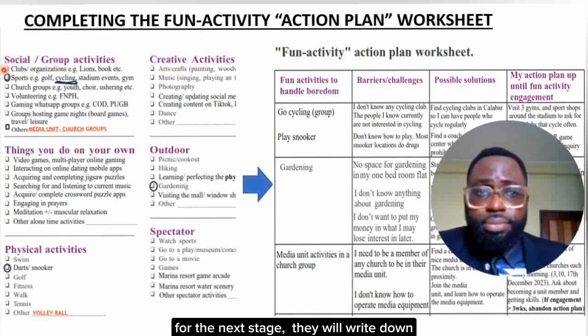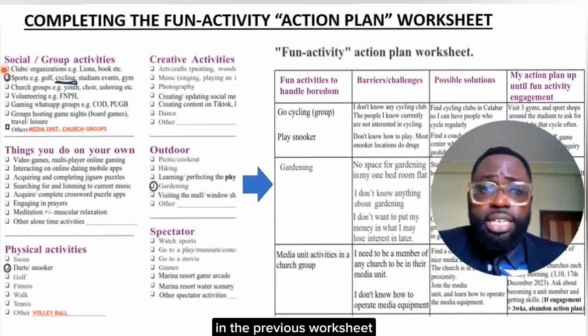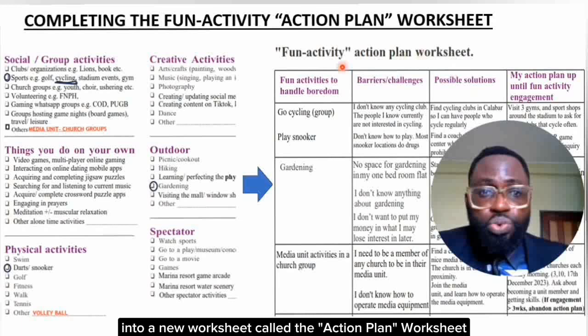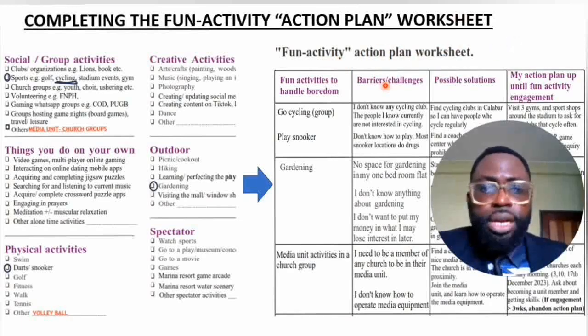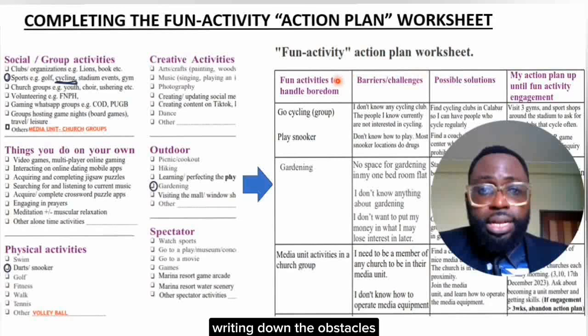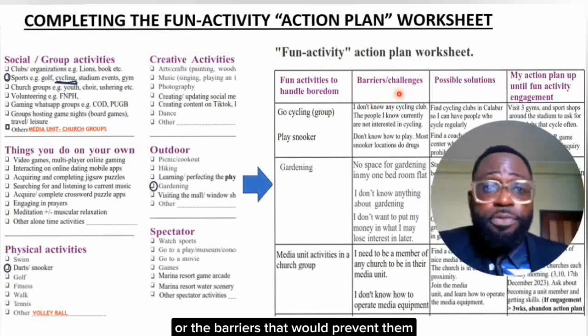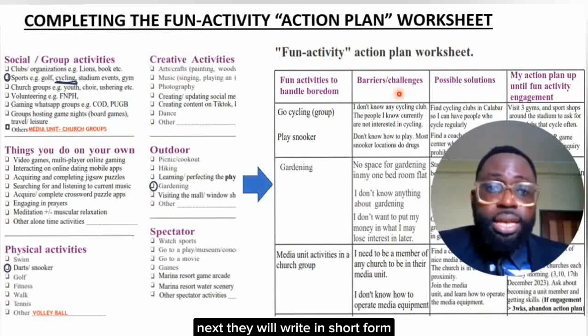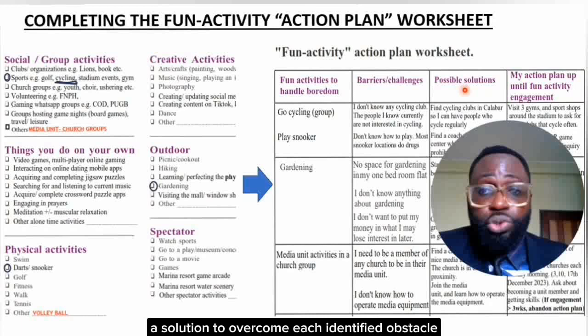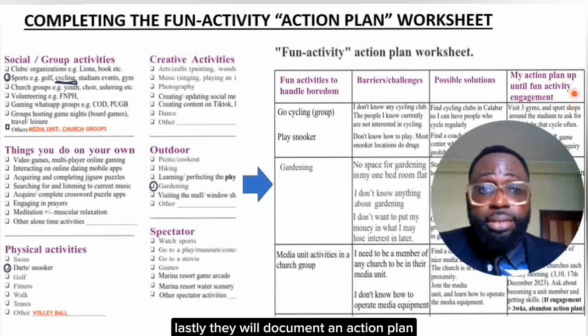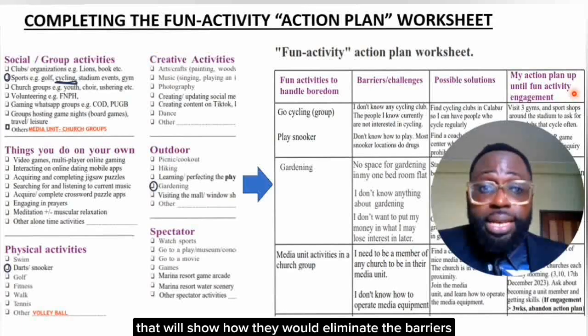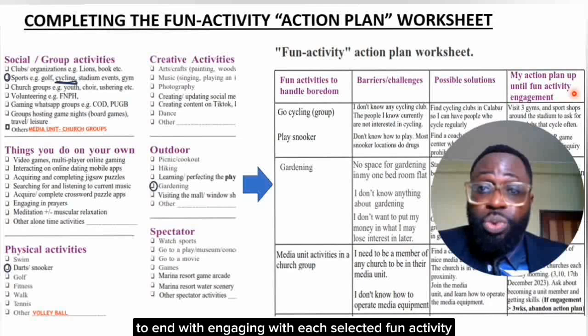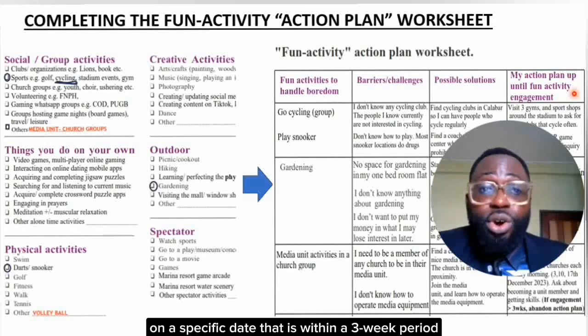For the next stage, they'll write down every activity that they had selected in the previous worksheet into a new worksheet called the action plan worksheet. This will be followed by them writing down the obstacles or the barriers that would prevent them from engaging in all the selected fun activities within a 3-week period. Next, they will write in short form a solution to overcome each identified obstacle. Lastly, they will document an action plan that will show how they would eliminate the barriers and proceed to engage with each selected fun activity on a specific date that is within a 3-week period.